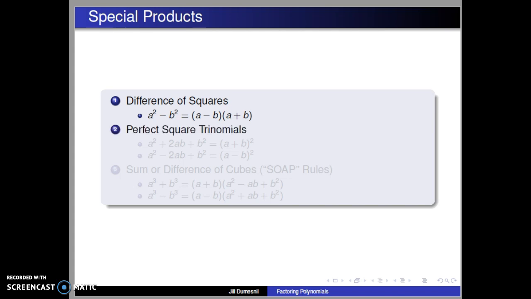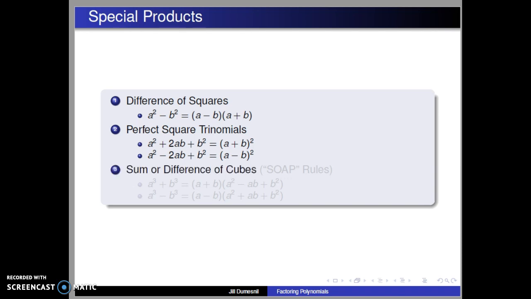Next, we have perfect square trinomials. These are trinomials that are also perfect squares of binomials. A squared plus 2ab plus b squared can be written as a plus b quantity squared, and a squared minus 2ab plus b squared can be written as a minus b quantity squared. These two formulas help us recognize when a trinomial might be a perfect square. That is, when the first and third terms are perfect squares and the middle coefficient is even.